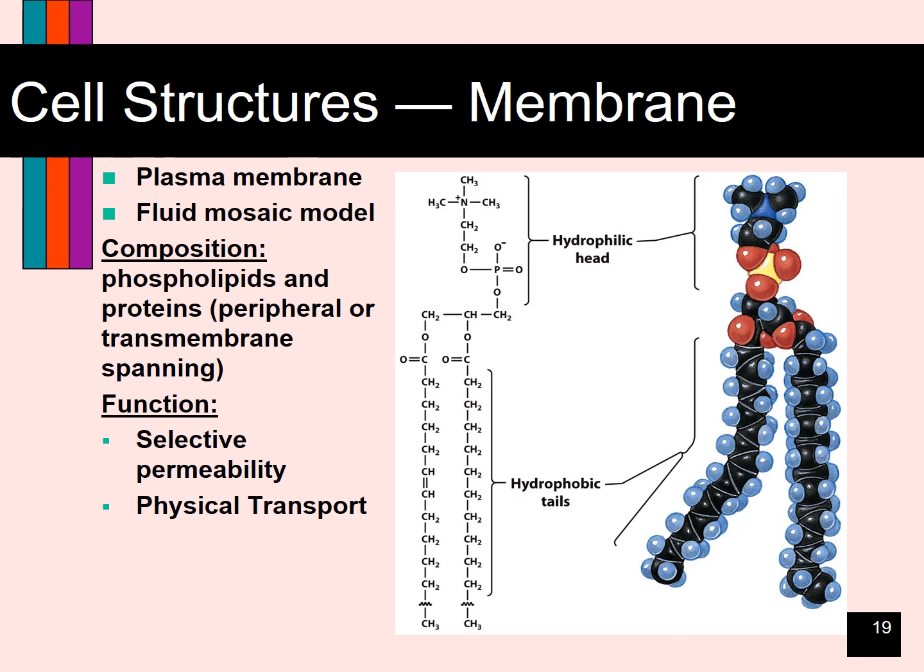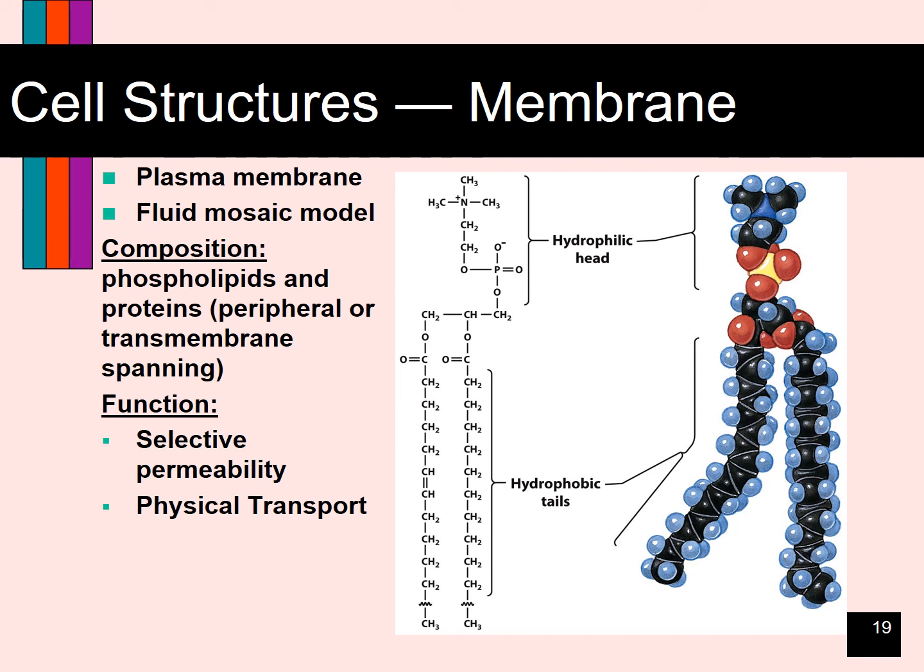Okay, hi everyone. We were working our way in from the outside of the cell toward the inside of the cell through all of these cell structures, and we've come to the membrane. The plasma membrane of the cell is composed of phospholipids, which you see here in this figure, and then also proteins.